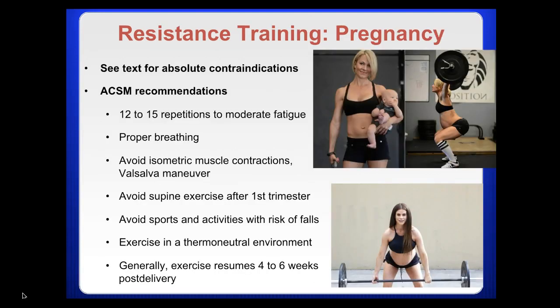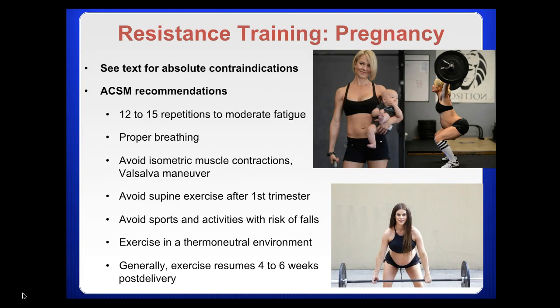Resistance training can also be great for women who are pregnant. There are some contraindications, and you could see your text for those. But we do know that regular exercise can reduce the risk of developing conditions associated with pregnancy, such as pregnancy-induced hypertension and gestational diabetes mellitus. The American College of Sports Medicine recommends 12 to 15 reps to moderate fatigue, proper breathing, and you want to avoid isometric muscle contractions or the Valsalva maneuver. We want to make sure that blood flow comes back to your heart.